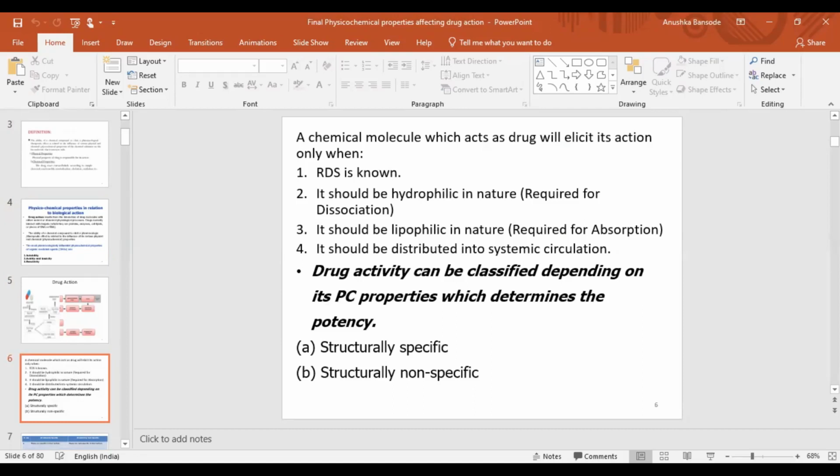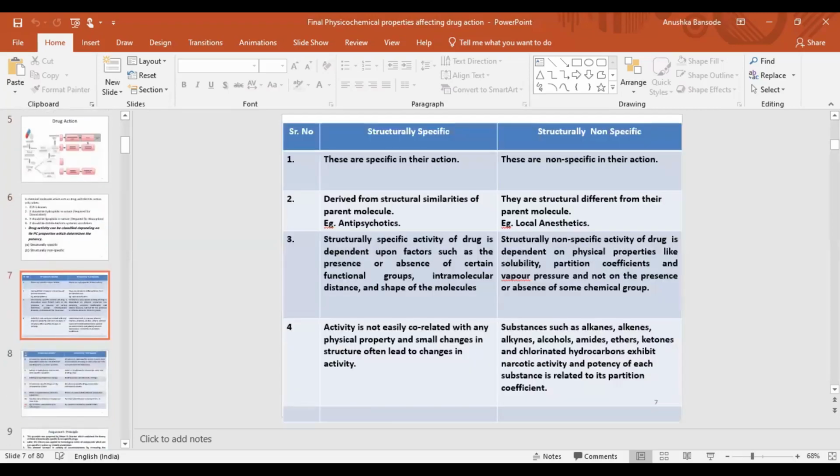One is structurally specific and second is structurally non-specific. Now, what are they? So we will compare both and then we will learn the structurally specific and non-specific drugs with examples. So when we talk about structurally specific drugs, these are specific in their action, whereas structurally non-specific are non-specific in their action. Structurally specific drugs are derived from structural similarities of parent molecule.